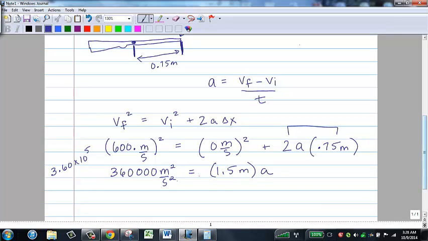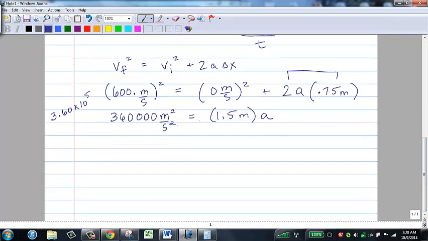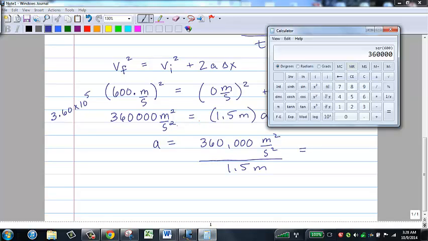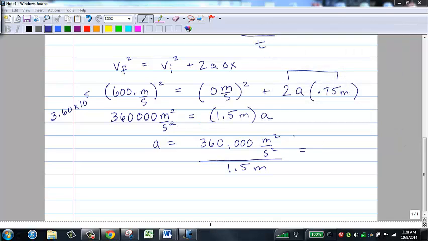1.5 meters times A. Okay, so now we're going to divide both sides by 1.5 meters. So A is equal to 360,000 meters squared over seconds squared divided by 1.5 meters. I still have that number in my calculator from before. Divided by 1.5 is equal to 240,000, which is the number we were expecting because I gave you the answers.